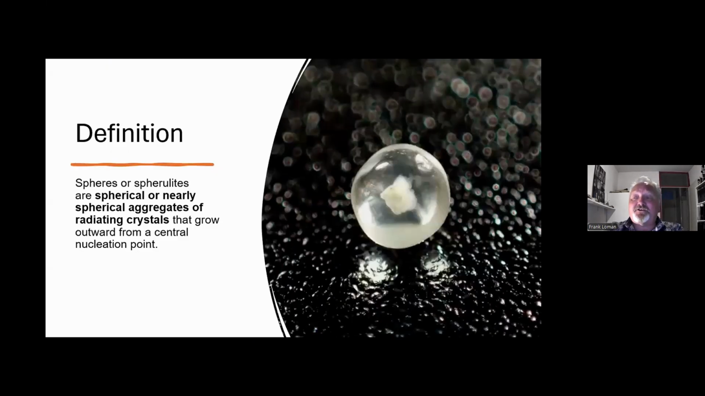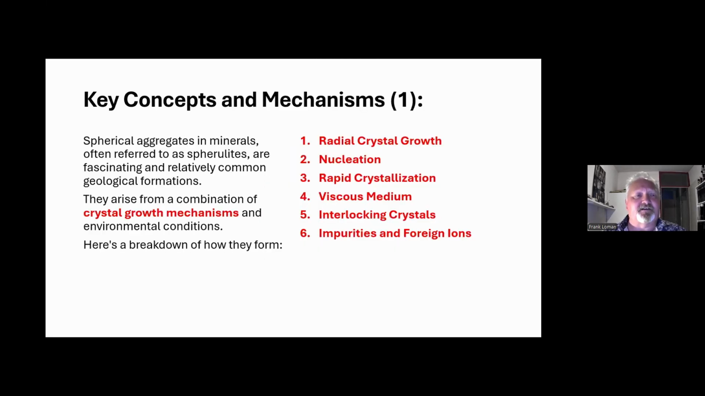Well, the definition of spherules or spherulites: spherical or nearly spherical aggregates of radiating crystals that grow outward from a central nucleation point. It sounds simple enough. It's not actually that simple.